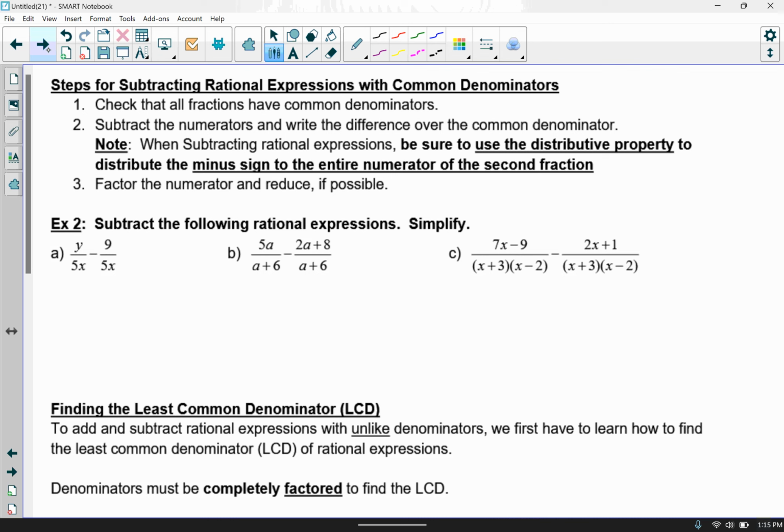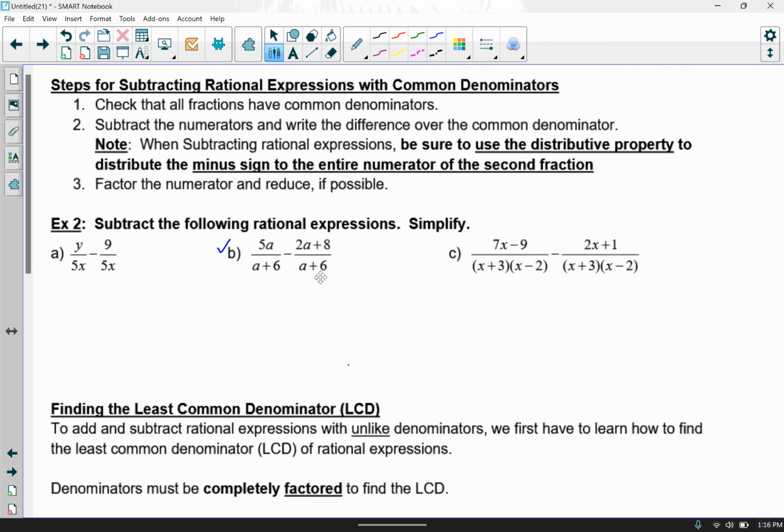So this will work the exact same way. Make sure you've got the same common denominator. But whenever you're subtracting, you want to be sure that you use the distributive property so that that minus sign gets distributed to the entire numerator of that second fraction. And I'll demonstrate that down here for you in letter B. You'll need to factor if possible to be able to reduce in the end, just like you saw us do in that last example. So I'm going to do just letter B here with you and let you try A and C on your own.